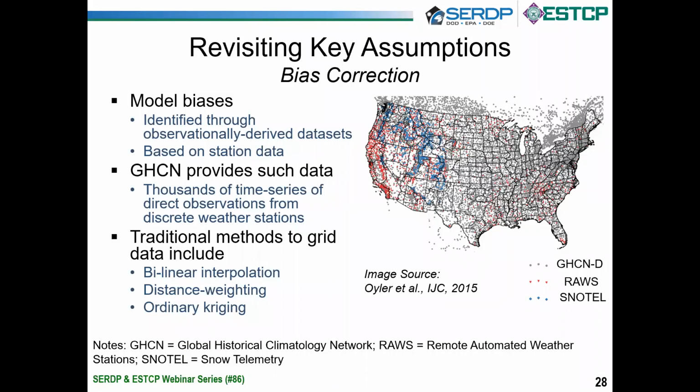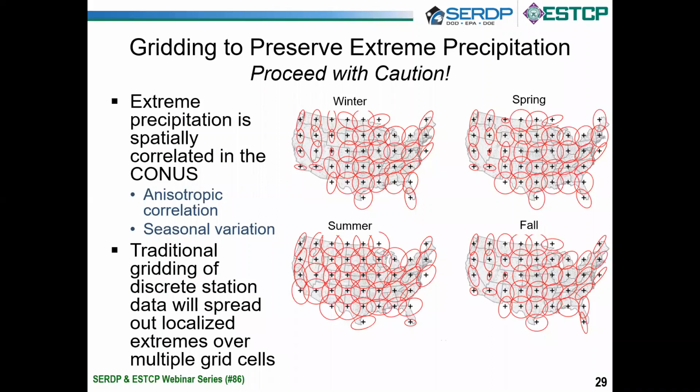Traditional methods to do this gridding would seem to be straightforward: either linear interpolation or distance weighting, or sometimes a little bit more fancy with kriging. But it's important to point out that, when we're thinking about precipitation distributions, extreme precipitation is not spatially isotropic. When you look at the station data information, which a co-author of mine did, they found that there's spatial anisotropy in extreme precipitation events.